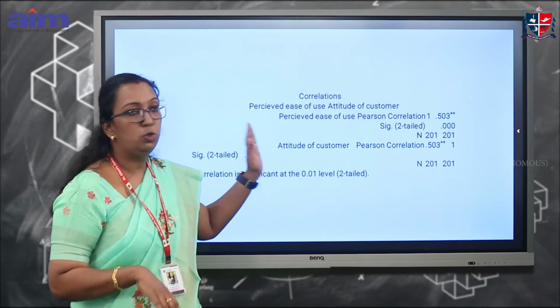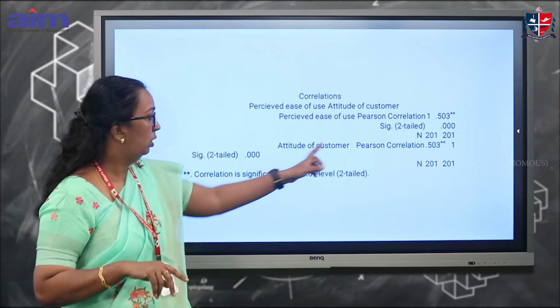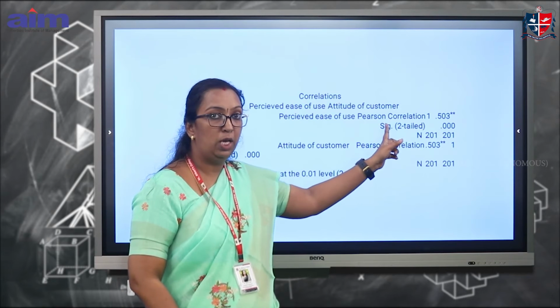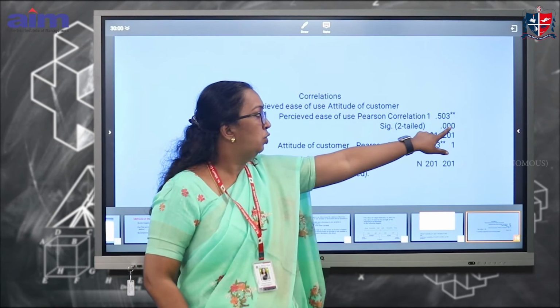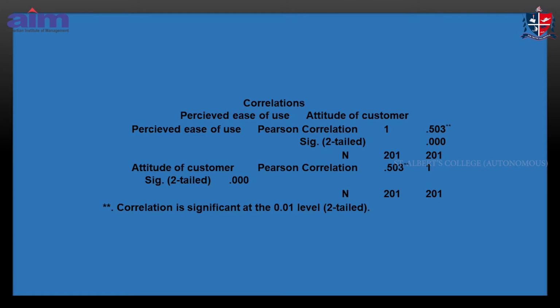So this is an SPSS output. Here there are two things that you have to look into. The first one is the significance value, that is the p value. If your p value is less than 0.05, then that means the relationship between the two variables that you have selected for the study is significant. So that is the first thing that you have to look into in this data.